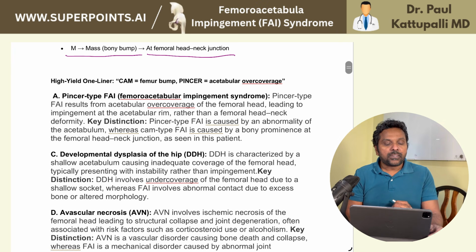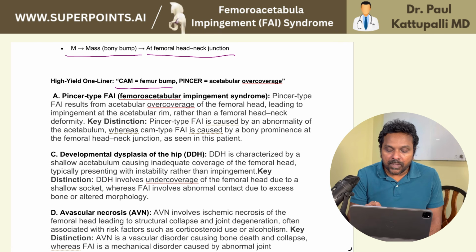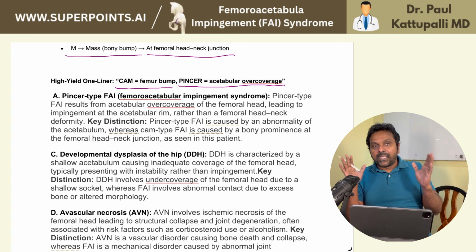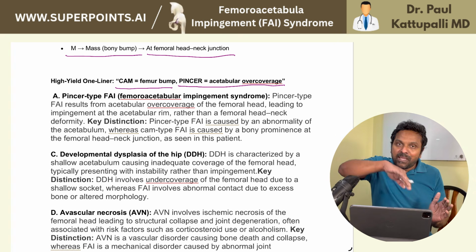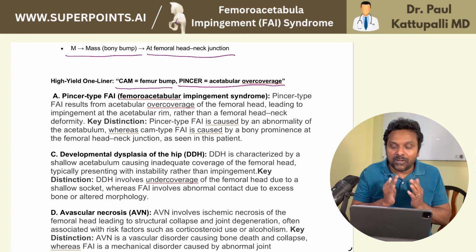All right. So the high-yield one-liner is: cam is femur bump, pincer is acetabular overcoverage. That one sentence gives the entire pathology of this problem. In cam, you have a femur bump. In pincer, you have an acetabular overcoverage.